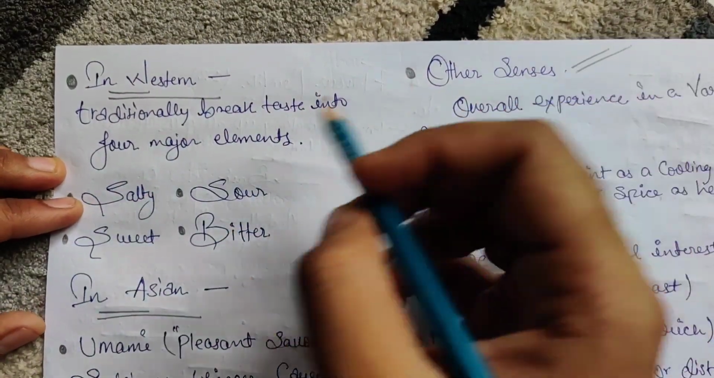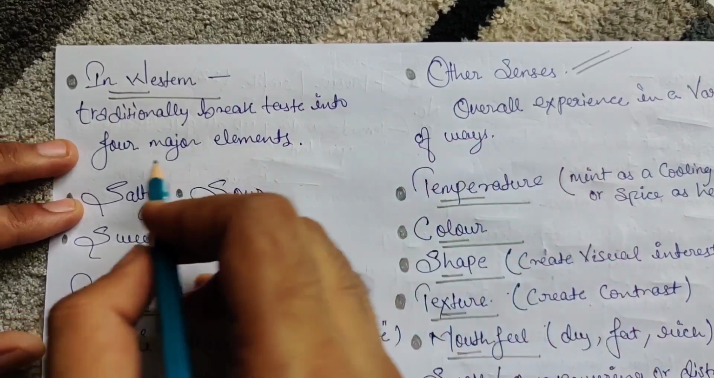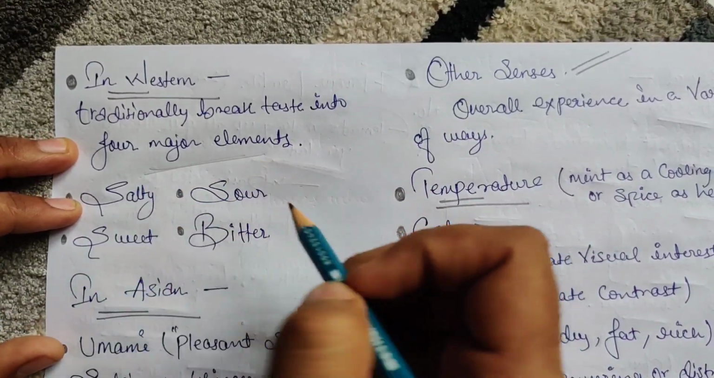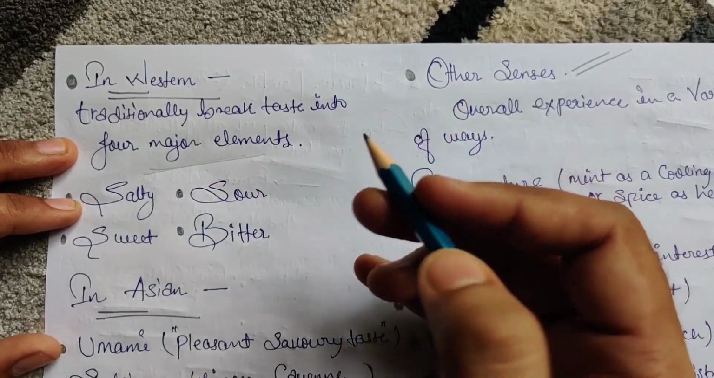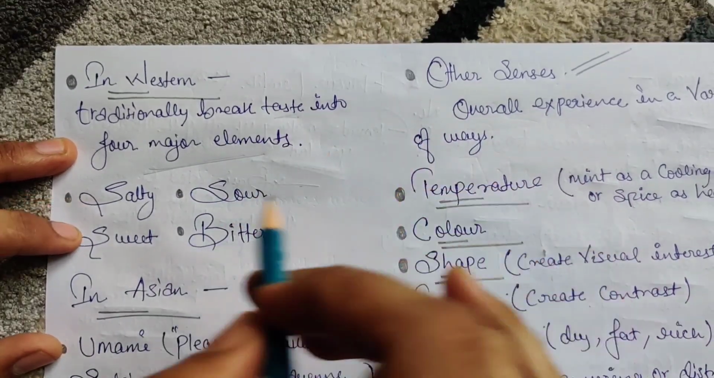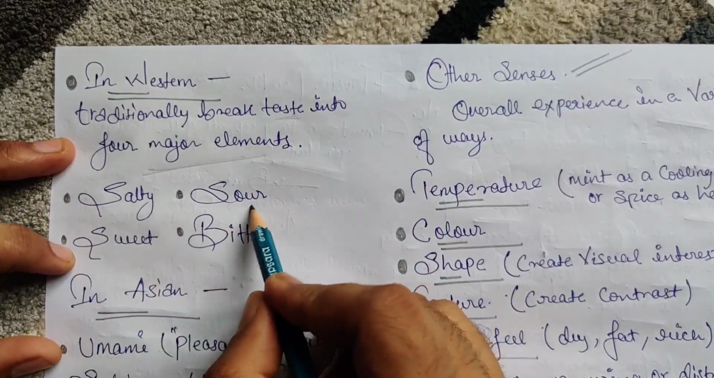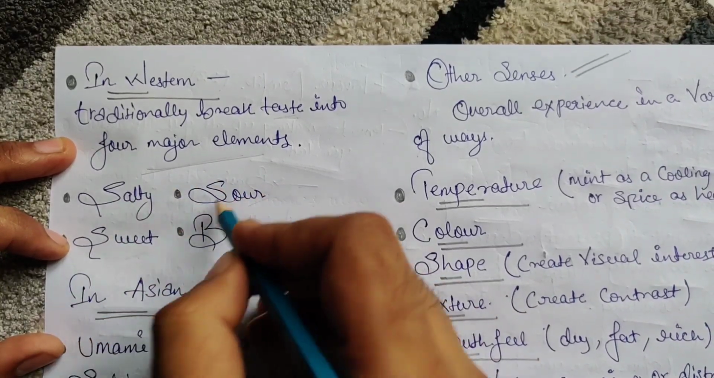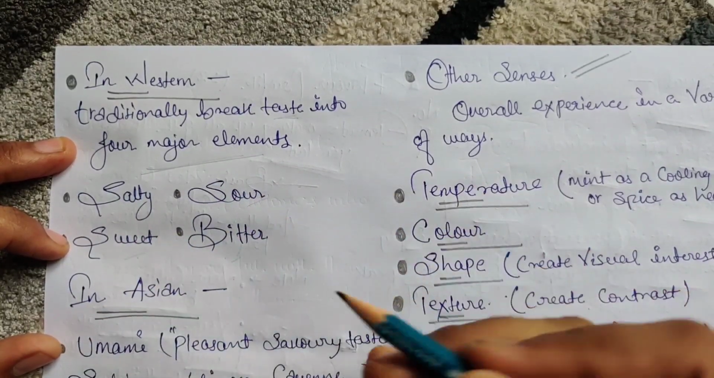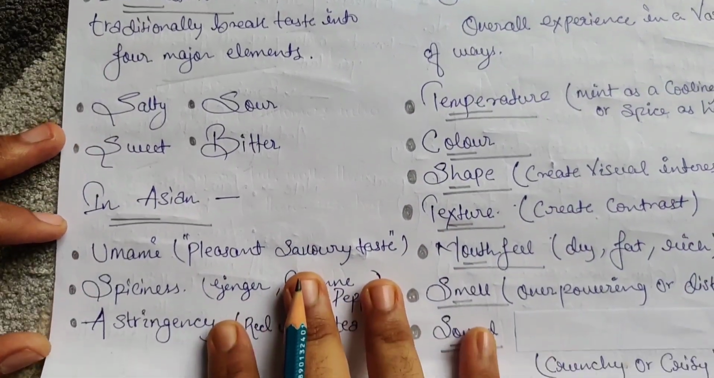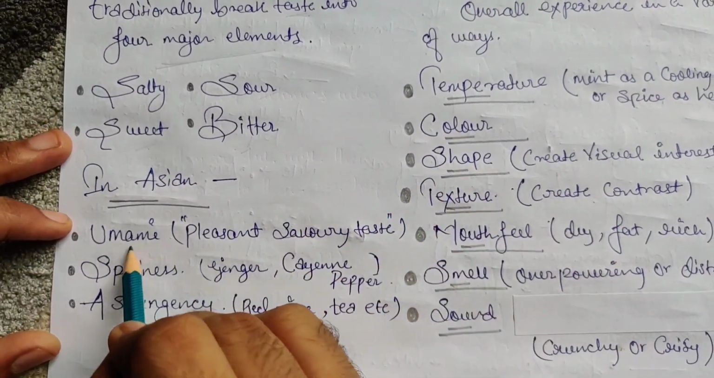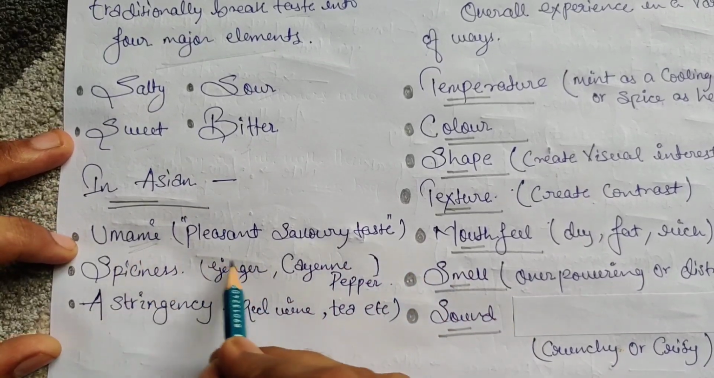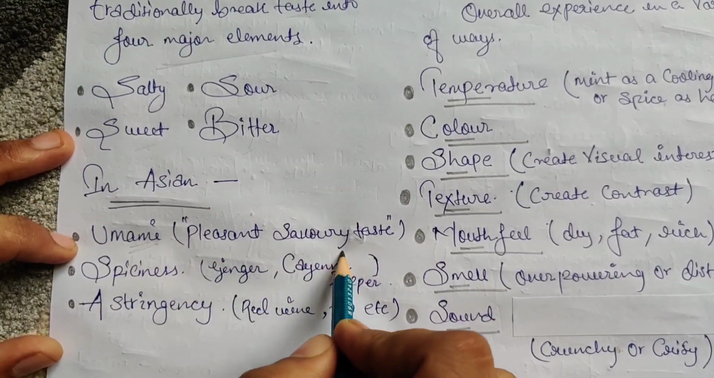In the West, traditionally they break taste into the 4 major elements, like salty, sour, sweet, and bitter, right? And in Asia they have umami, which is a pleasant savory taste.